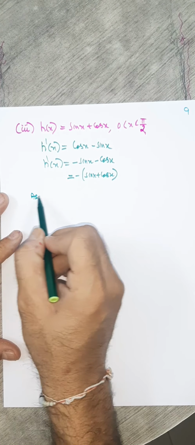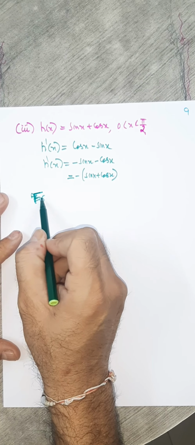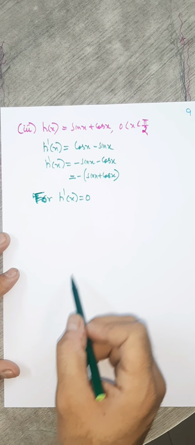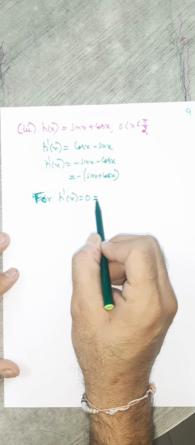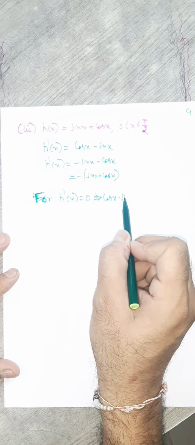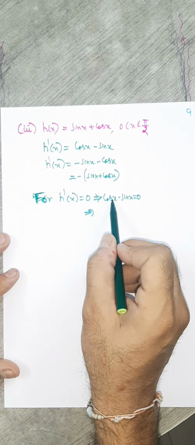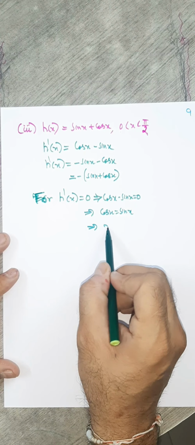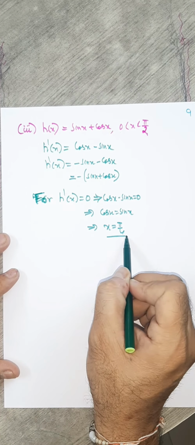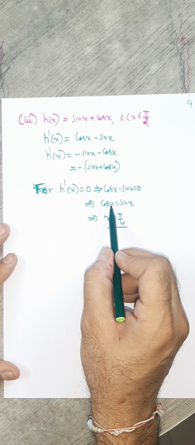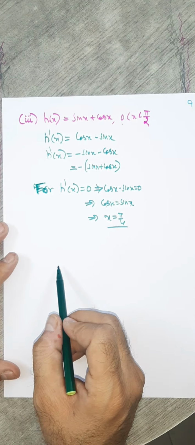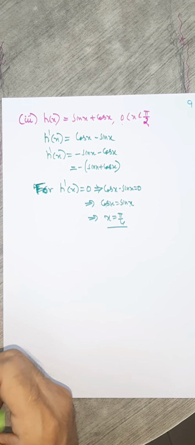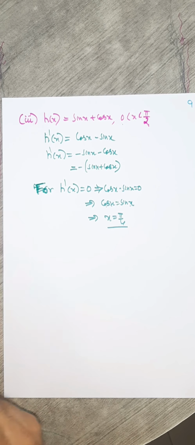Now we write h dash x equals 0, because we are finding turning points, the points where the function has a local maximum or minimum. It implies cos x minus sin x equals 0, so cos x equals sin x. The domain is 0 to pi by 2, so it has to be pi by 4, where cos and sin are equal, in the first quadrant. In the fourth question the domain is different, but here the domain is just the first quadrant.